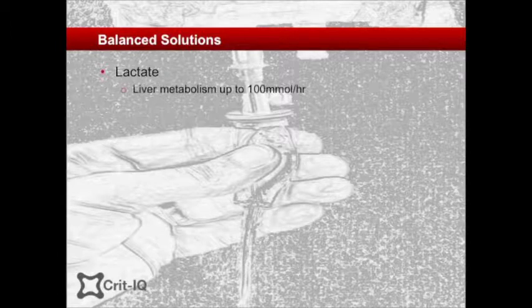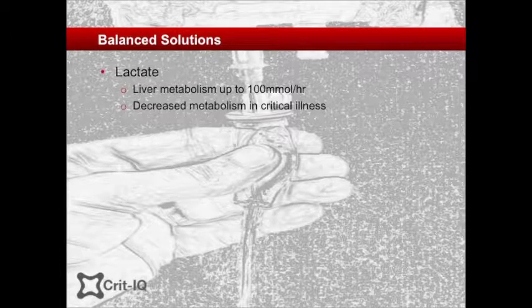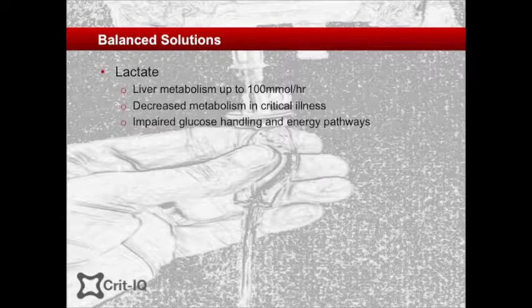Lactate has been commonly used. It is readily metabolised by the liver and can be infused at rates of up to 100 millimoles per hour in patients with normal hepatic function before it starts to accumulate. This is affected dramatically in illness though, where liver function and perfusion can be drastically reduced. Lactate accumulation can interfere with glucose control and ATP generation, and so on its own has limitations as a resuscitation fluid in large quantities.